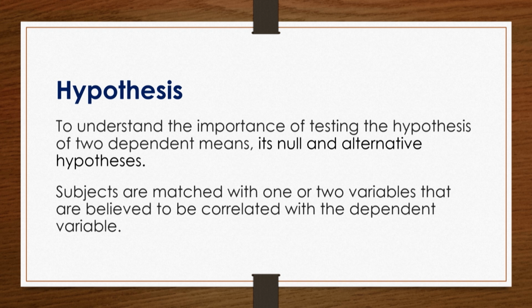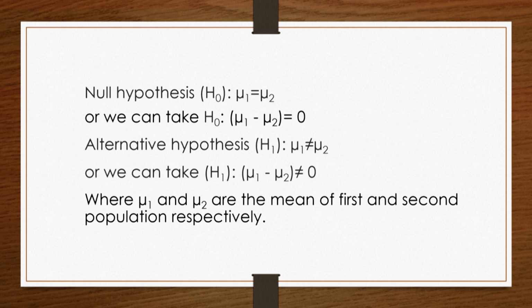Subjects are matched with one or two variables that are believed to be correlated with the dependent variable. Usually, the null hypothesis is denoted by H0: mu1 equal to mu2, or we can take H0 as mu1 minus mu2 equal to 0. Similarly, we take the alternative hypothesis as H1: mu1 is not equal to mu2, or H1 as mu1 minus mu2 is not equal to 0. So, we usually take mu1 and mu2 as the means of the first and second population respectively.